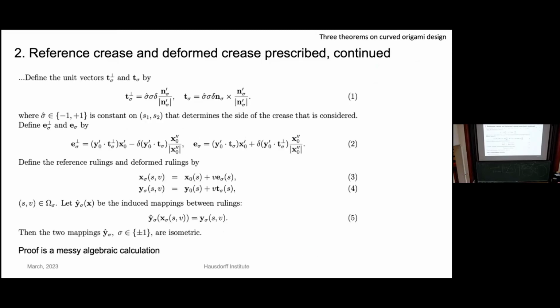Then you define the rulings by these two formulas, just like in the previous theorem, and let y hat be the induced mapping between rulings, and then you prove that this y hat is isometric. Okay. It's a really messy calculation, so I'm not going to do it. But the great thing about it is we get explicit formulas that we're going to be using all the time.